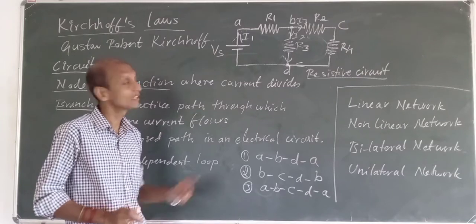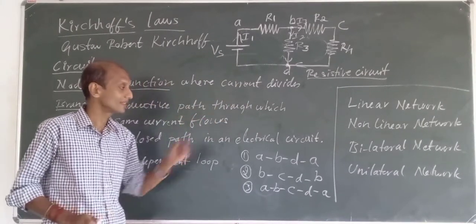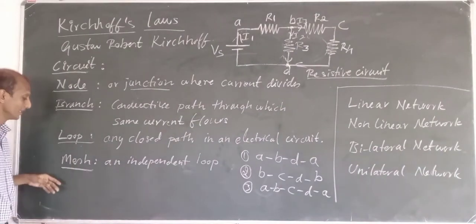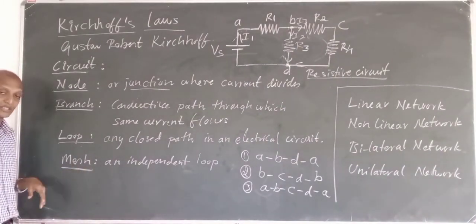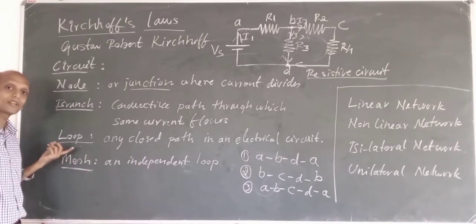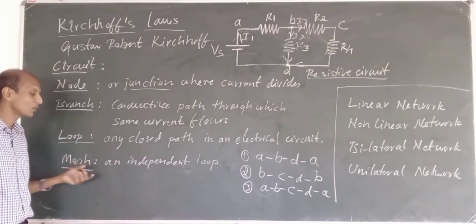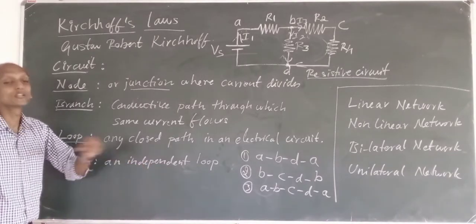Okay, so what is a loop? It is a closed path in your electrical circuit. Okay, yes. So coming to mesh. What is a mesh? It is nothing but a loop only, but there is some difference. So a mesh is an independent loop.